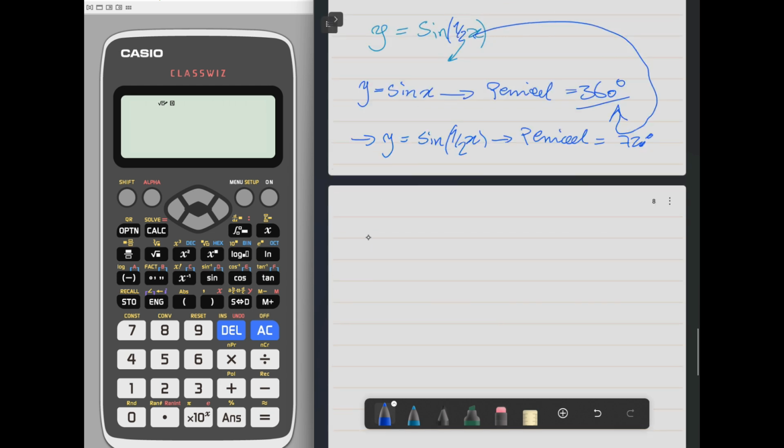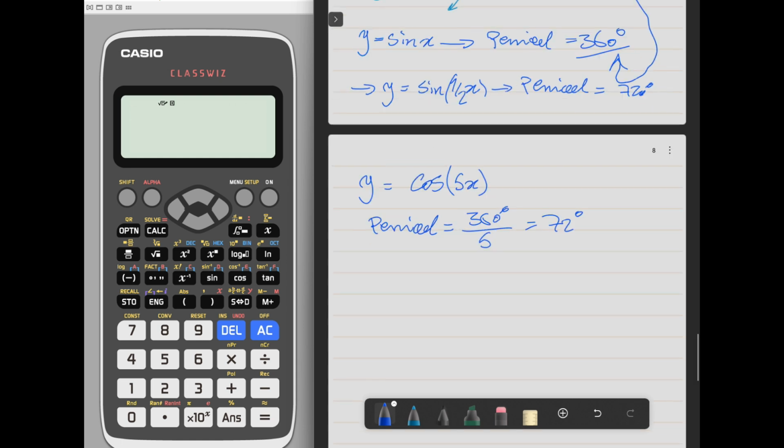So if you have y equal to, I don't know, cosine 5x, then the period is going to be 360 degrees divided by 5, which I suppose is going to be 72 degrees, right? 72 degrees. So my new period is going to be 72 degrees, all right?